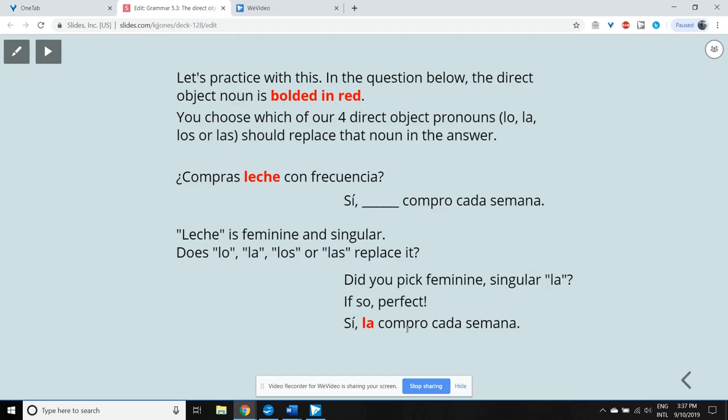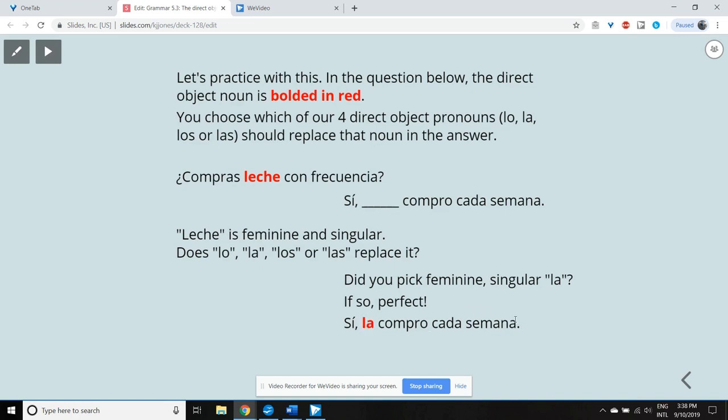But again, can't say this often enough, and I know I just said it a ton, that yo is not necessary or desirable. What belongs before the conjugated verb here is the direct object pronoun that agrees with and is replacing the direct object noun leche. So, question, ¿compras leche con frecuencia? Answer, sí, la compro cada semana.